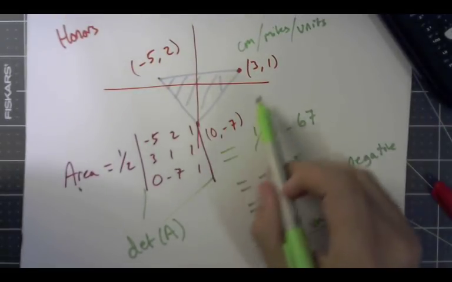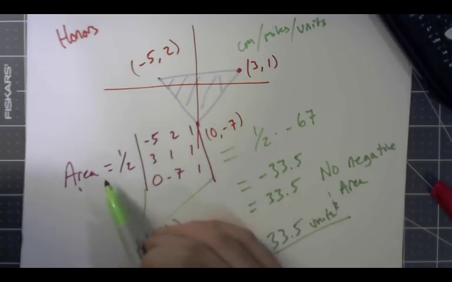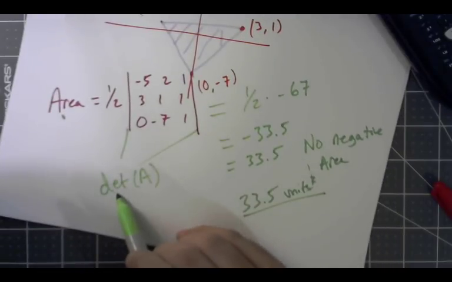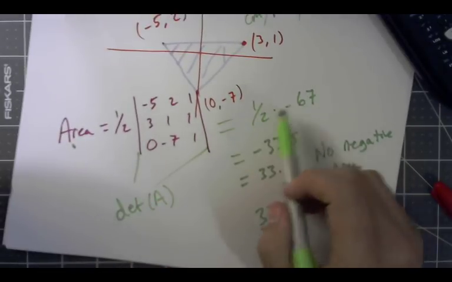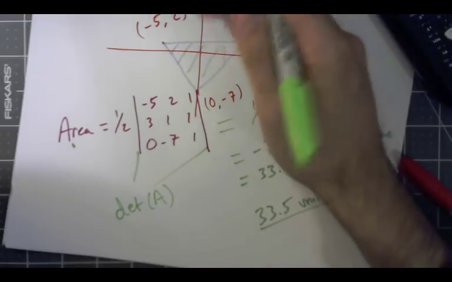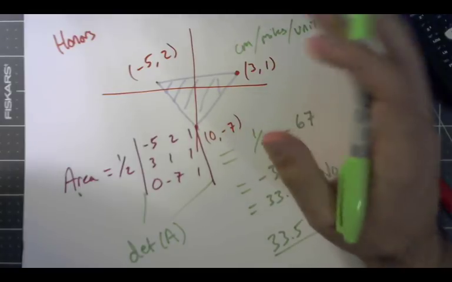So we have the points. We plug them in here with a column of ones. Then we take the determinant. That's your first option under the math, matrix, math menu. And then we get this. It doesn't say matrix in the question, but you do all this and you find your answer.